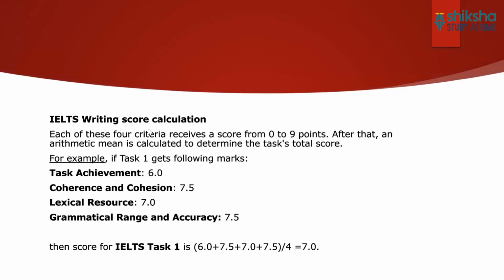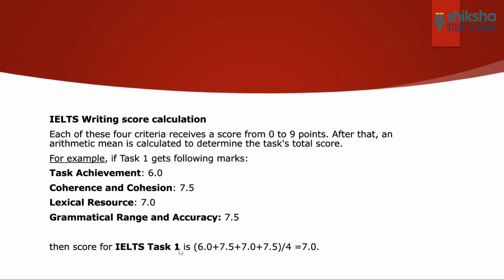Coming to the IELTS writing score calculation. So here is a small example for you. Each of these 4 criteria receives a score from 0 to 9. Okay. After that, an arithmetic mean is calculated to determine the task's total score. So for example, in task 1, the candidate has got 6 for task achievement, 7.5 for coherence and cohesion, 7 for lexical resource, that was your vocabulary, and 7.5 in grammatical range and accuracy. Okay, so these are the 4 criteria with their marks.